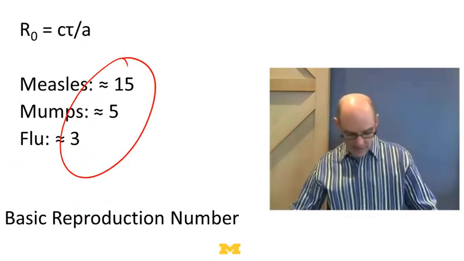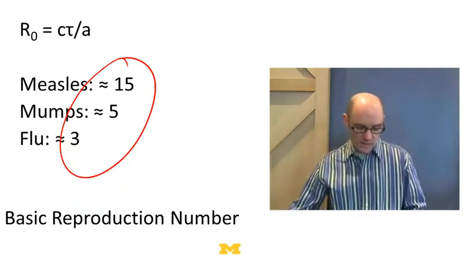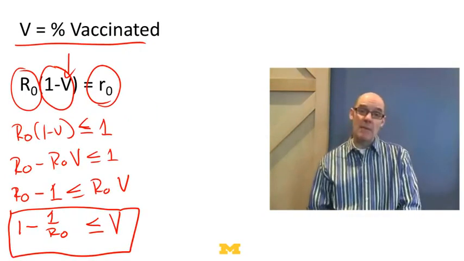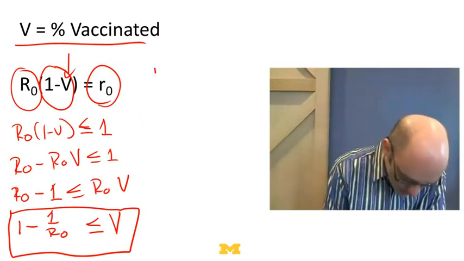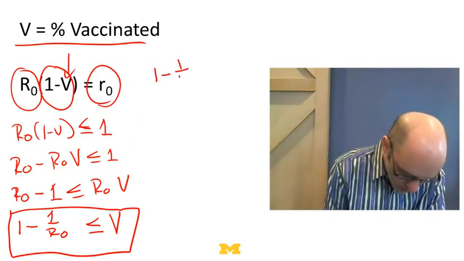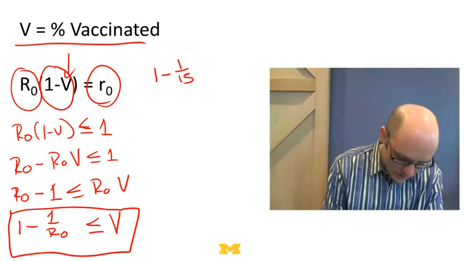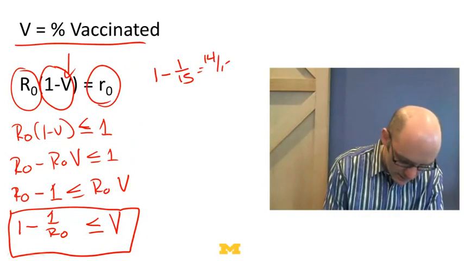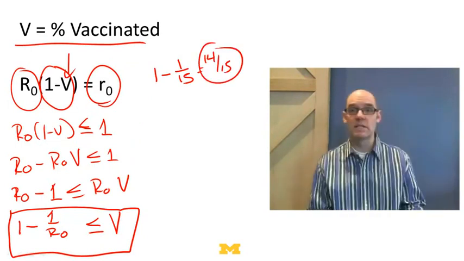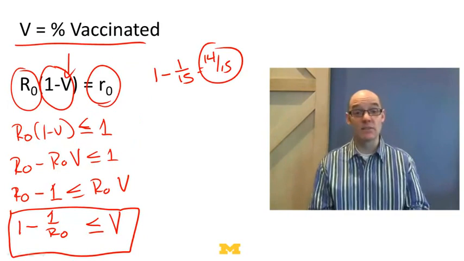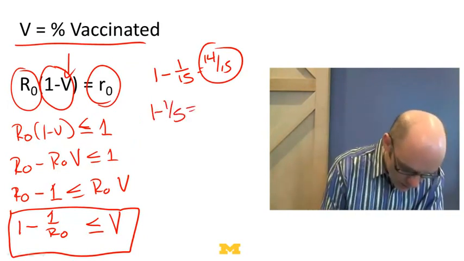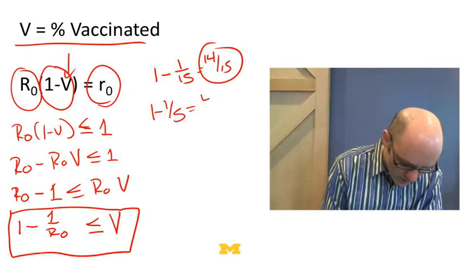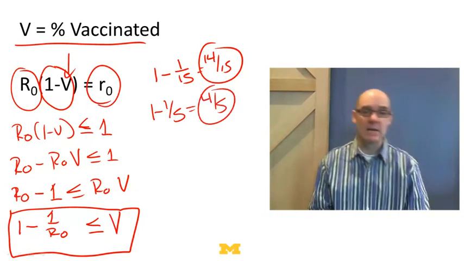Well, let's go back. Remember, the measles R0 was 15, the mumps was 5. How many people do we need to vaccinate to prevent the measles from spreading? Well, that's just 1 minus 1 over 15, which equals 14/15. So we need to vaccinate 14/15 of the population against measles if we want the measles not to spread. For the mumps, we need 1 minus 1 over 5, so we only need to vaccinate 80% of the population.